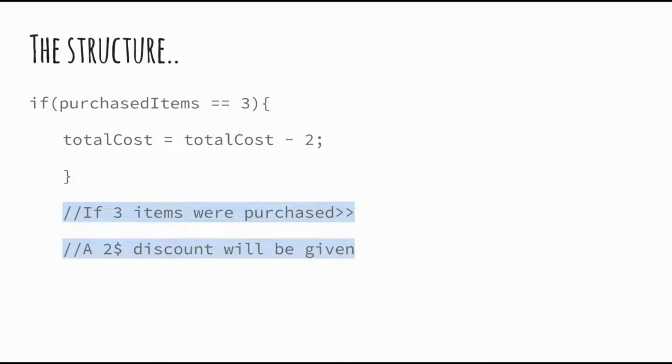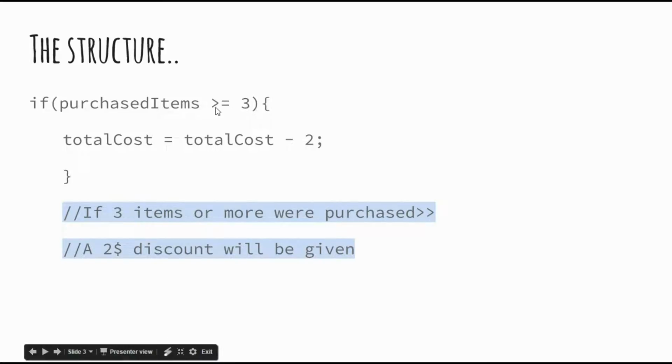Notice that we have double equal signs and not one whenever we write an if statement. This is a Boolean operator that checks if one value is equal to another. We can also check if one value is bigger than the other, or bigger and equal to the other value. In the example of our store, we could say that everyone who buys 3 or more products will get the following discount.